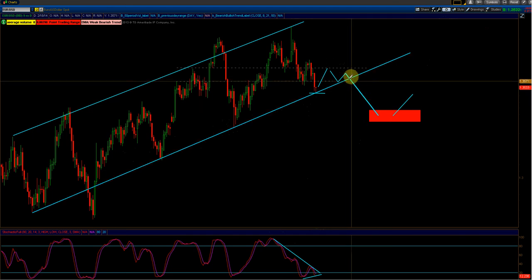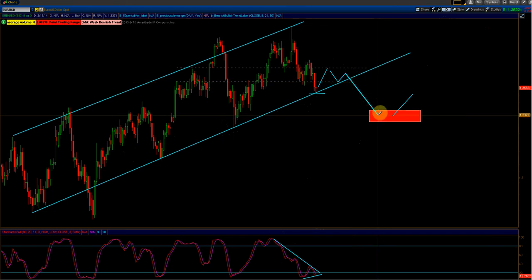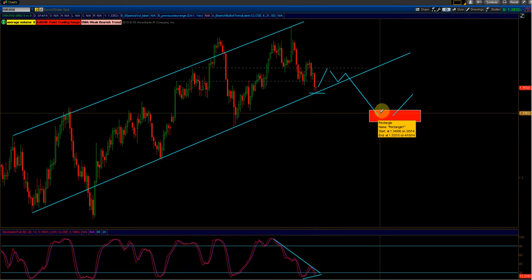If we do follow this path, I would enter a short position once we've broken this ascending trend line, and my ultimate target for maximizing profits would be right around this area, which on my chart is roughly 13382.